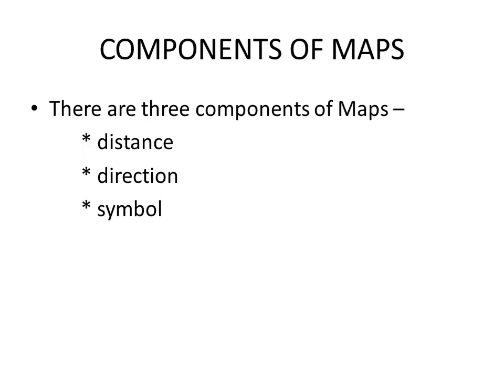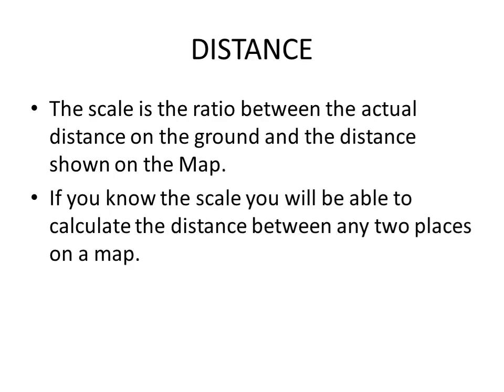Components of maps. There are three components of maps: distance, direction and symbol. What is distance? The scale is the ratio between the actual distance on the ground and the distance shown on the map. If you know the scale, you will be able to calculate the distance between any two places on a map.